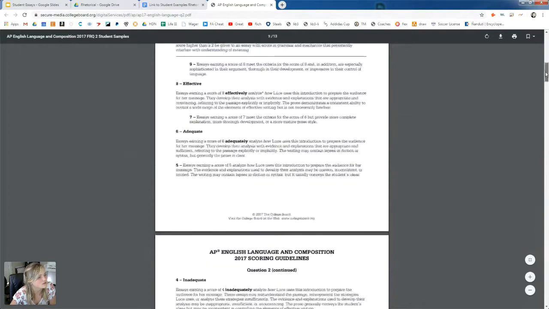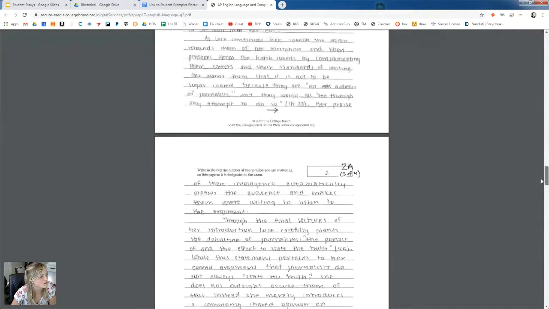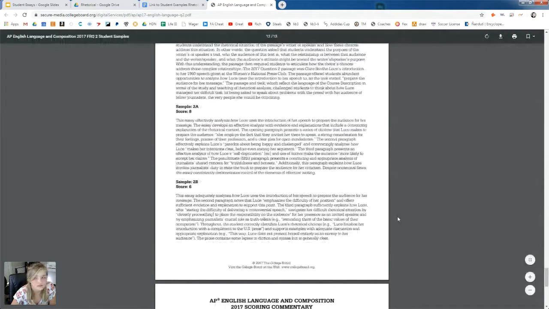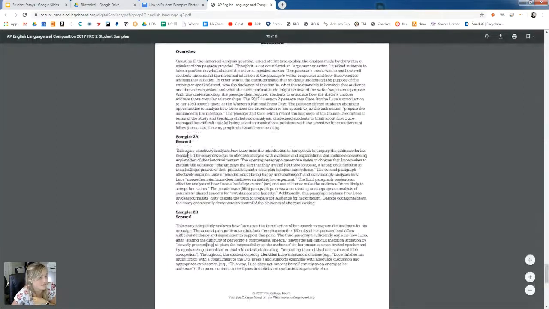Okay, so this was 2A. We'll go see what they got down here. Okay, 2A, they got an 8. So yeah, they did pretty good even with the summarizing in there. This essay effectively analyzes how Luce uses the introduction of her speech to prepare her audience for the message. I'm frozen again. I don't know if you can hear me when I'm frozen, so I just kind of stopped for a second. Okay, there we go.